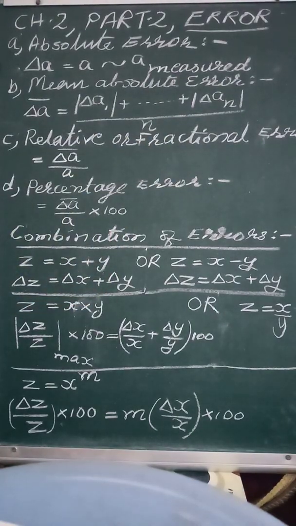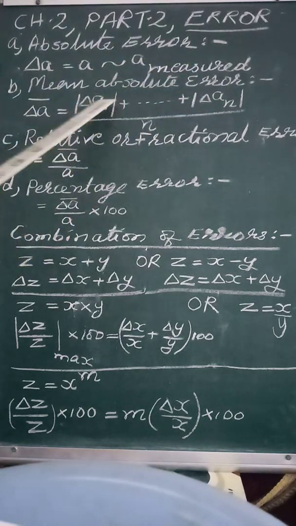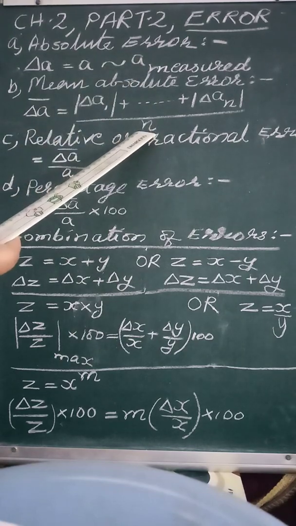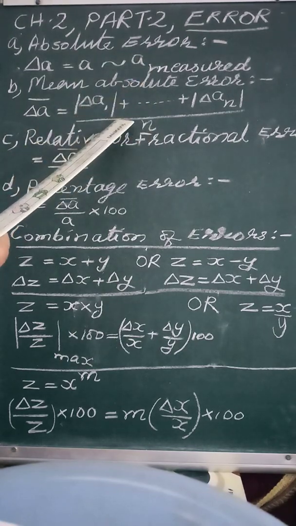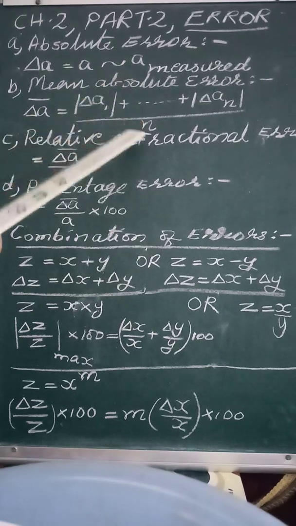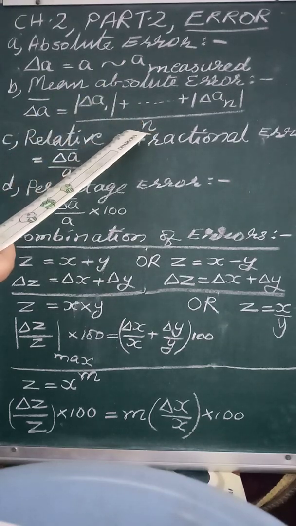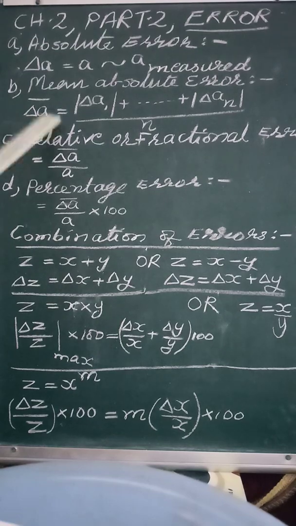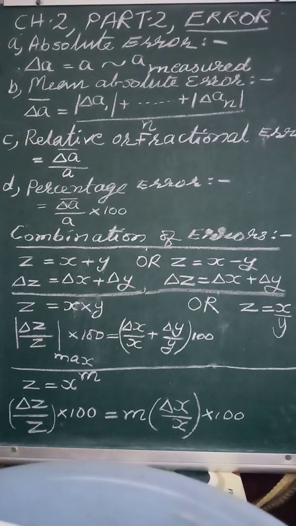And their average, the mathematical average. What is the formula for the mathematical average? Add the quantities and divide by the number. So using that formula, we get the mean absolute error. Mean, average, mathematical average: add the quantities and divide by the number of quantities. Mean absolute error is denoted by delta A bar.